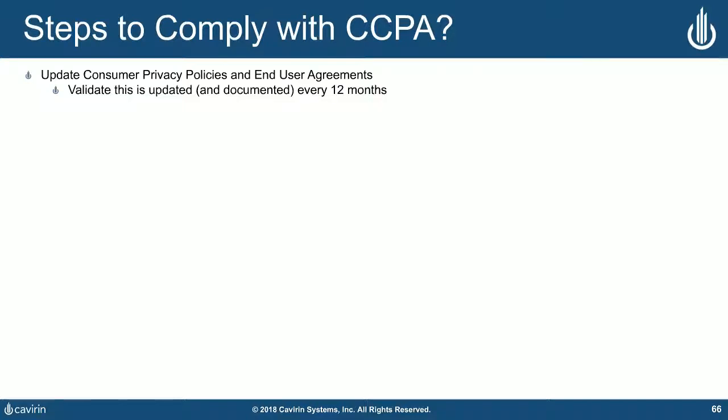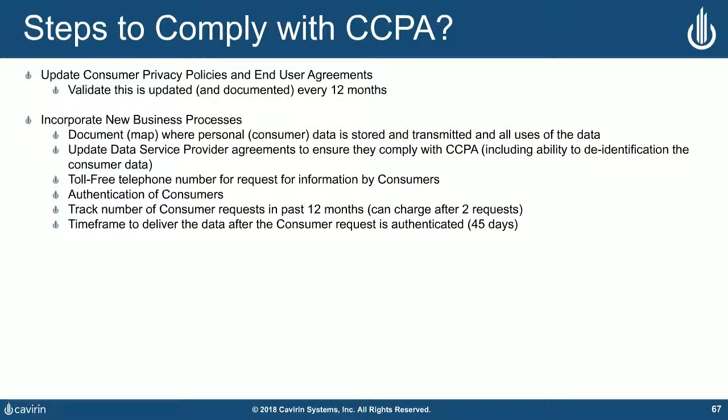So in terms of how you comply, you have to update your consumer privacy policies and your end user agreements, and it has to be done at least once every 12 months. So that's going to be a key item to do. In addition, you're going to have to incorporate new business processes, right? You're going to have to document where the consumer data is stored, who it's transmitted to, and all the uses of that data. You'll also have to update your data service provider agreements to make sure they're going to comply with CCPA.